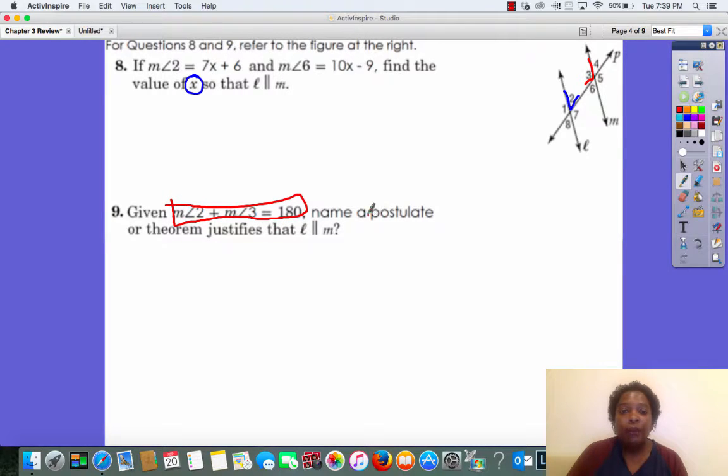I want to know the name of the postulate or theorem that proves that the lines are parallel. Well, here's an easy way of naming a postulate or theorem. Start with the name of the relationship. So we have consecutive interior angles.